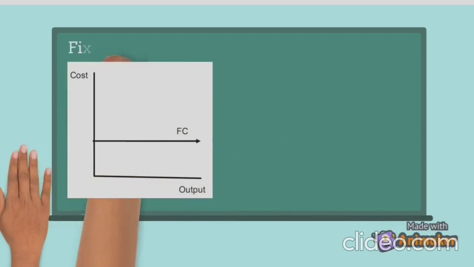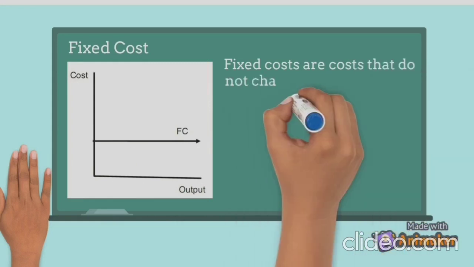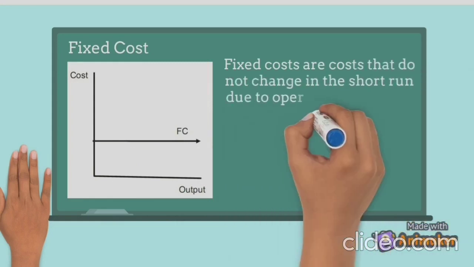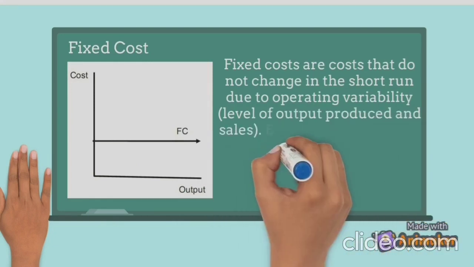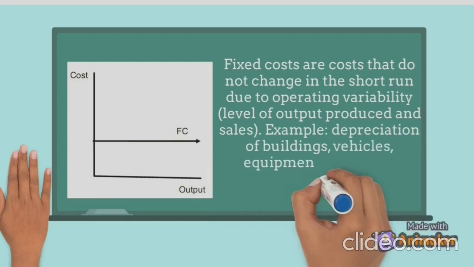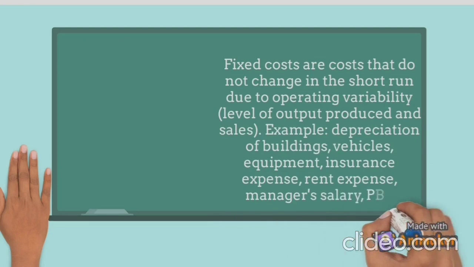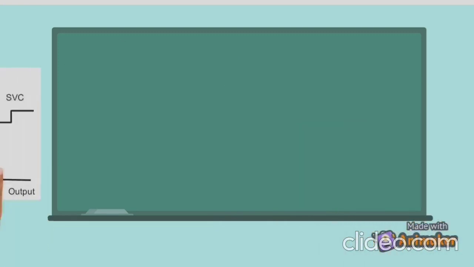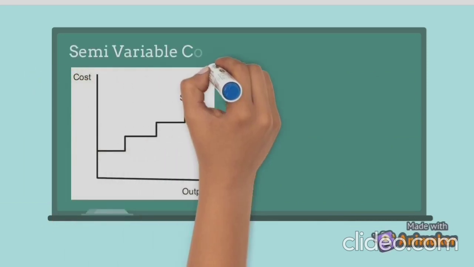This is the graphic for fixed costs. Fixed costs are costs that do not change in the short run due to operating variability, level of output, products, and sales. Example: depreciation of building, vehicles, equipment, insurance expense, rent expense, manager salary, and PBB. This is the graphic for semi-variable costs.